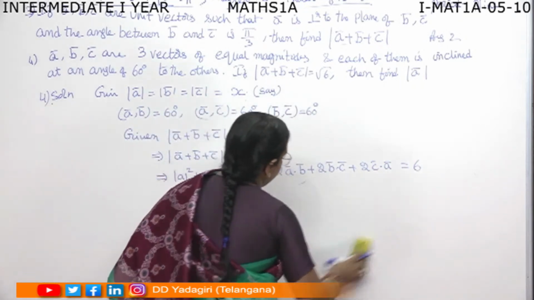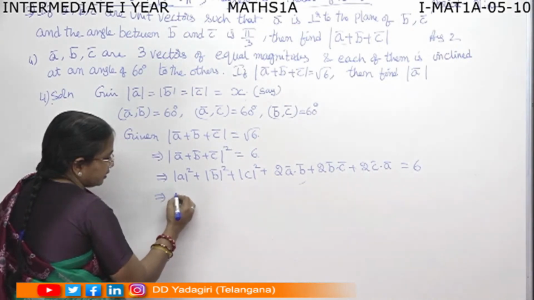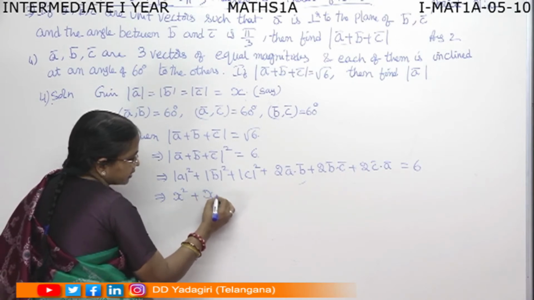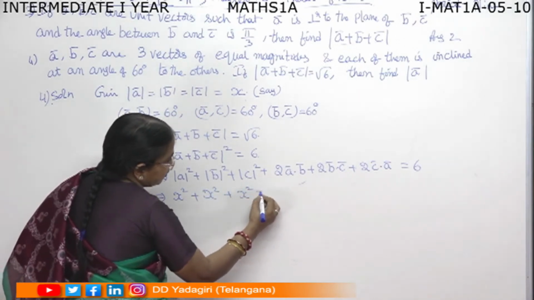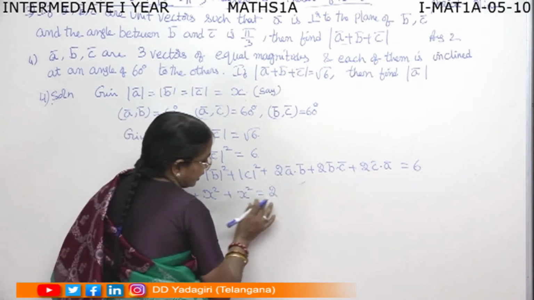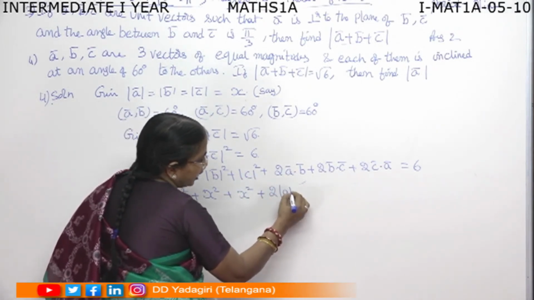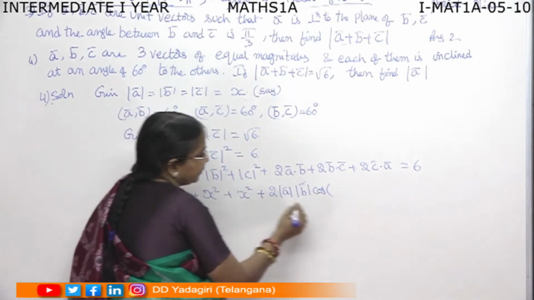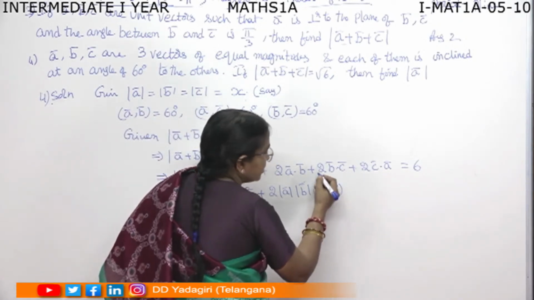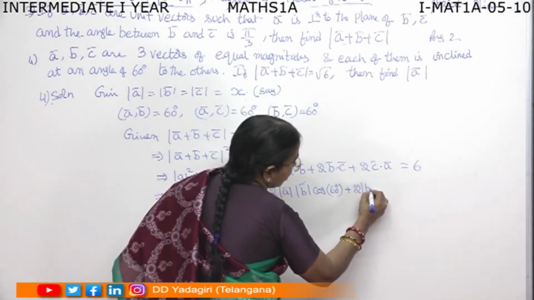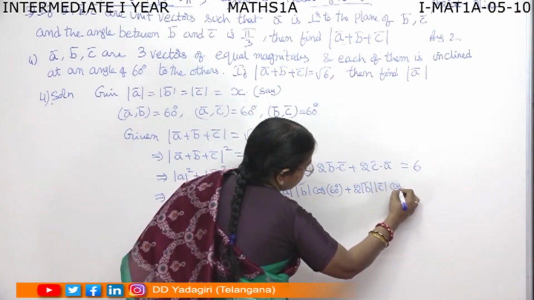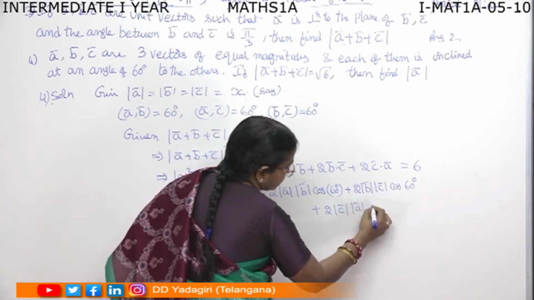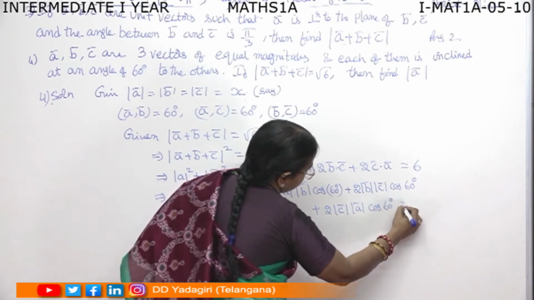Now we'll find out mod A square. Mod A is x, so it is x square. Mod B square is also x square. Mod C square is x square, plus 2 into A dot B value, we'll write plus 2 into mod A into mod B into cos of angle between A and B, cos 60 degrees. And then similarly these are also the same: 2 into mod B into mod C into cos 60 degrees, and then plus 2 into mod C into mod A into cos 60 degrees is equal to 6.